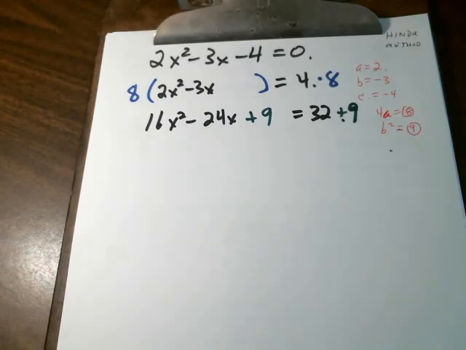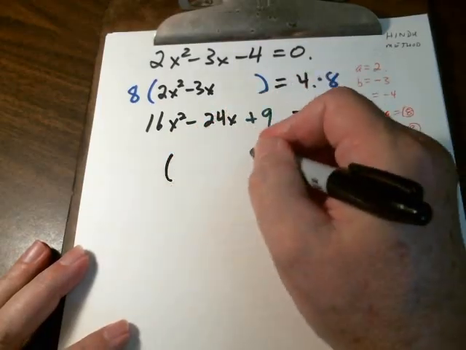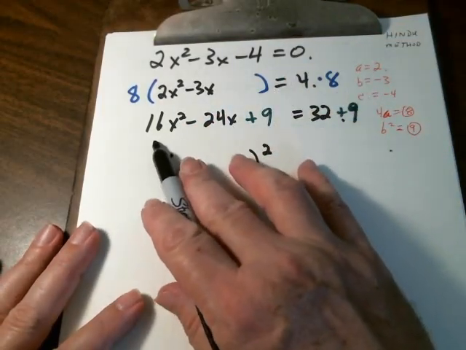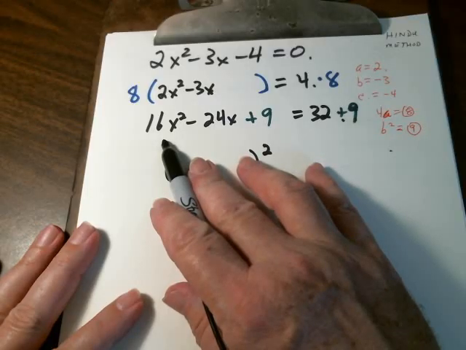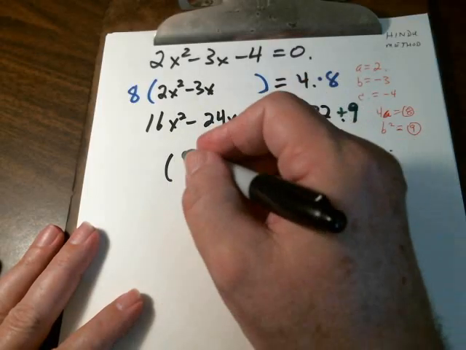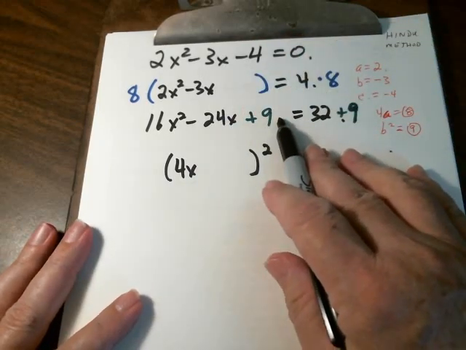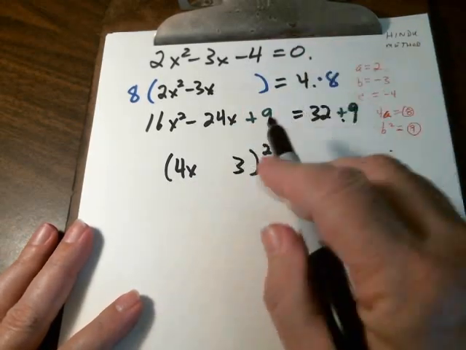At this point, what we have on the left side of the equation is a perfect square trinomial, which means that it equals a squared binomial. Let's write that squared binomial. Remember that you take the square root of the first term. So the square root of 16x squared is 4x. The square root of the third term is 3.